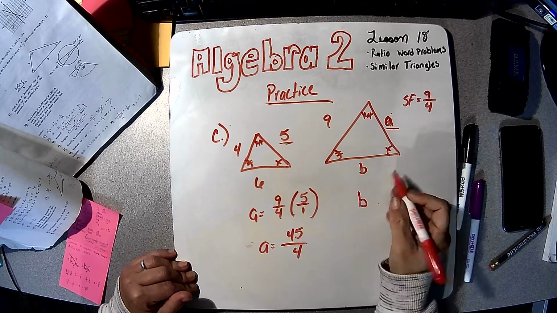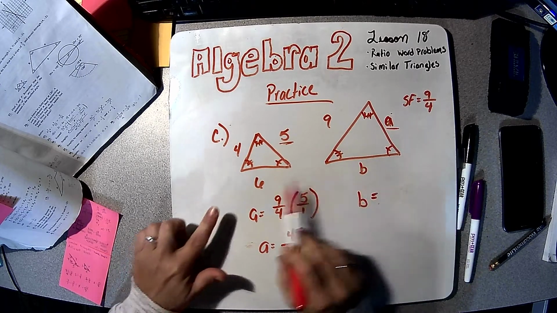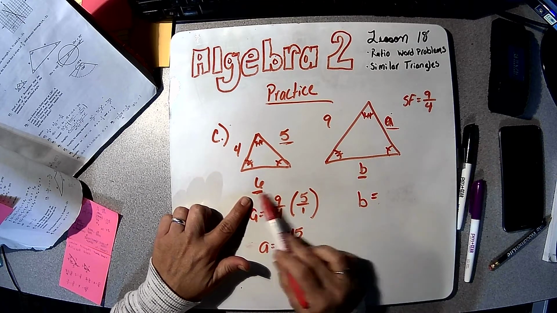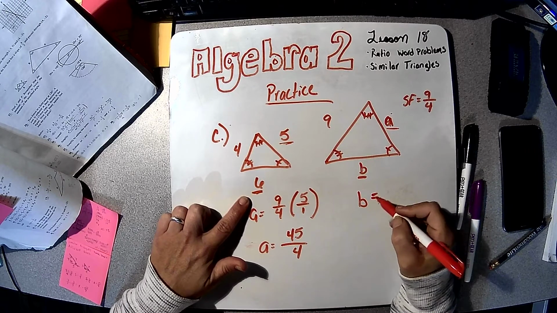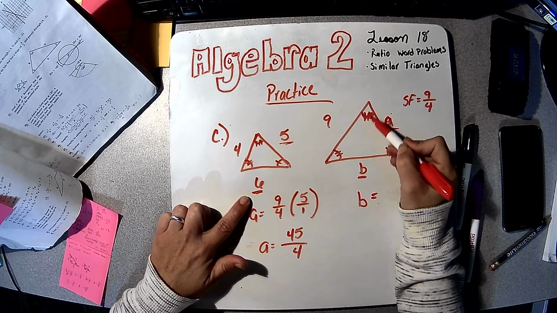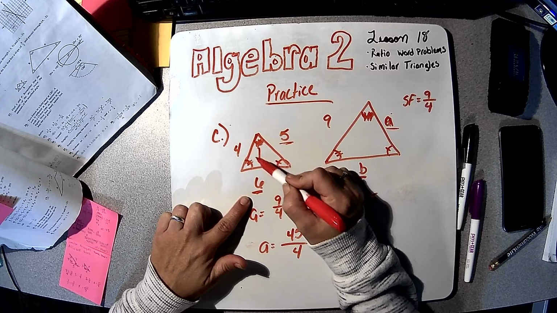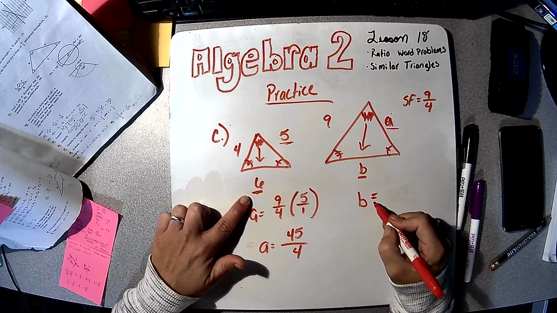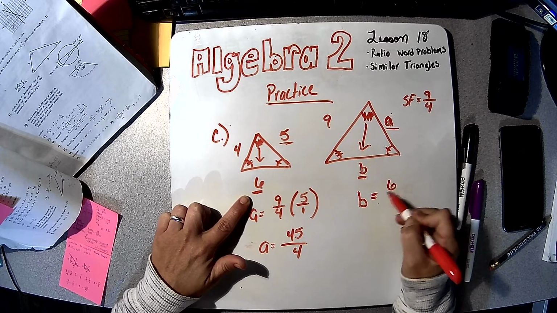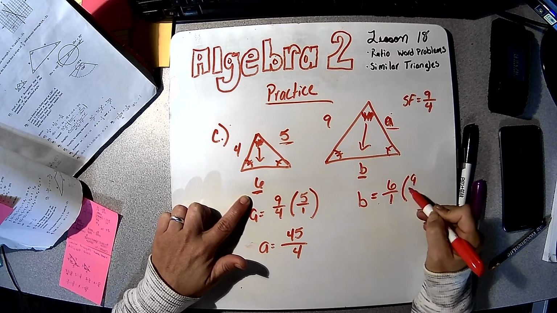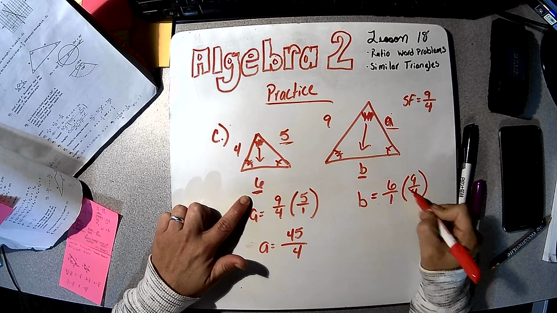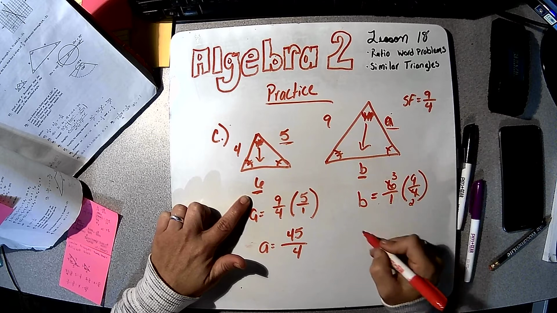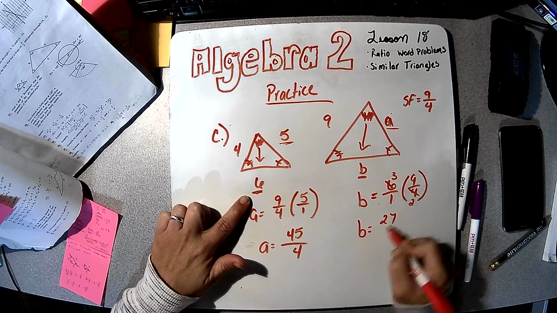For B, I'm going to multiply my scale factor times 6. See how those are corresponding sides there. Because this has 3 and that has 3, and that's opposite that side. Okay? Alright, so B equals 6 over 1 times 9 over 4. This one we can cancel. We'll get 2 and we'll get 3. 3 times 9 is 27, so B equals 27 over 2.